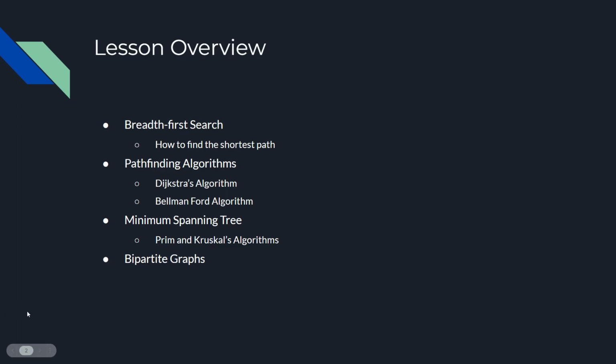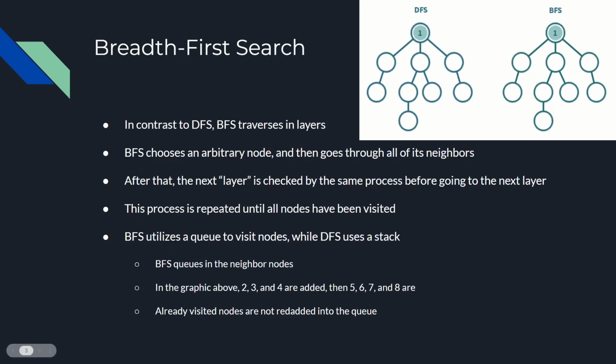The first thing that we'll be going over is breadth first search, or BFS. Last month, we covered depth first search, so now we'll be covering breadth first search, which is a different way of traversing a graph. How BFS works is it chooses an arbitrary node and then it goes through its neighbors, so it goes in layers rather than going as far as possible. You can see in this animation how BFS works compared to DFS.